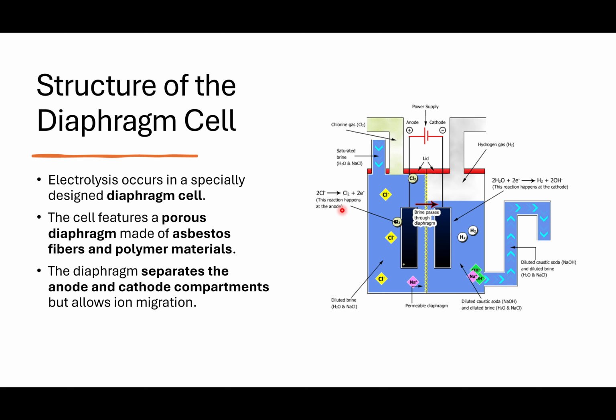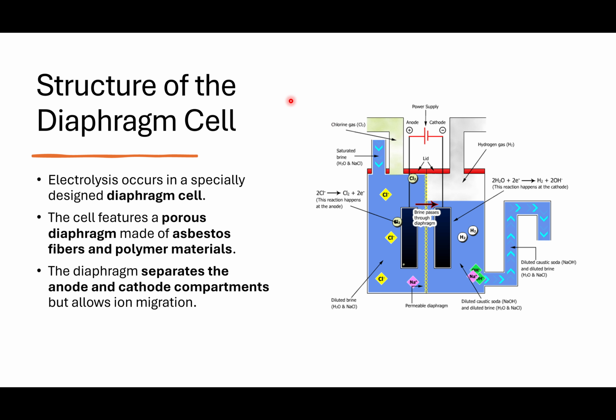So let's look at it here. What we do is introduce brine to the solution, to the entire cell. So we introduce concentrated sodium chloride. That's what we have there. At the anode now, we're going to have the loss of electrons. We have oxidation at the anode producing chlorine gas. So that's what we're looking at first.